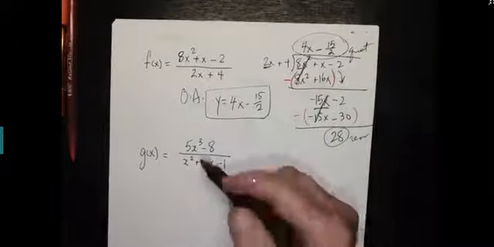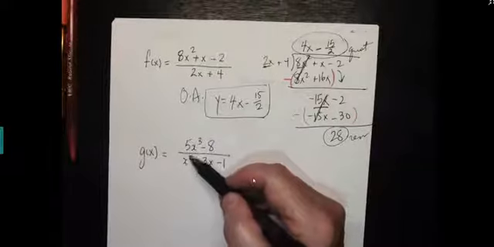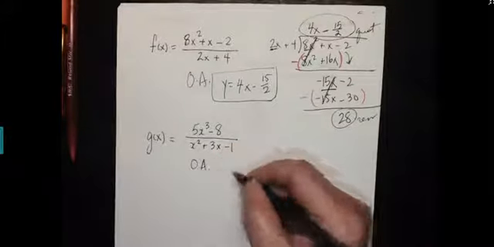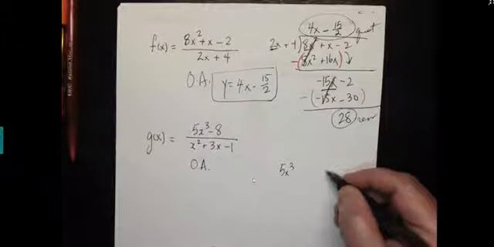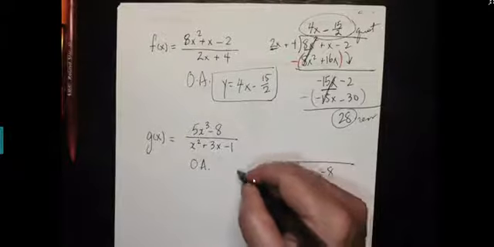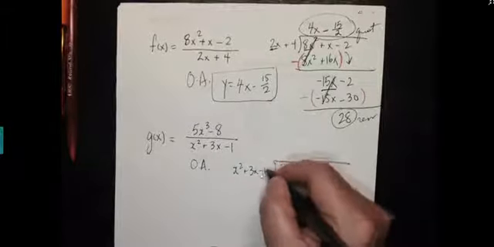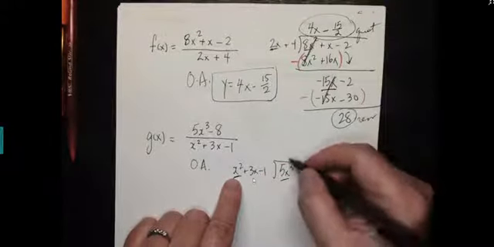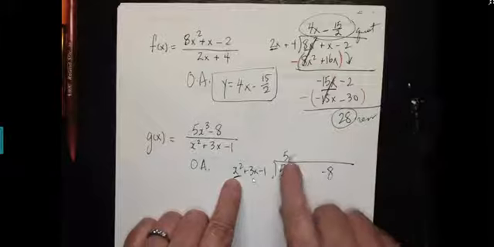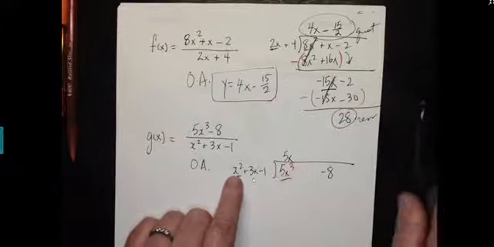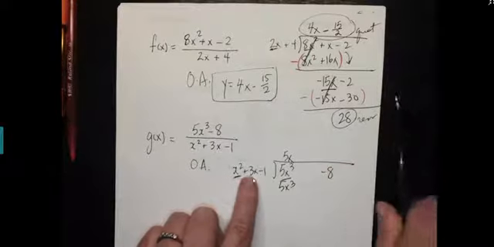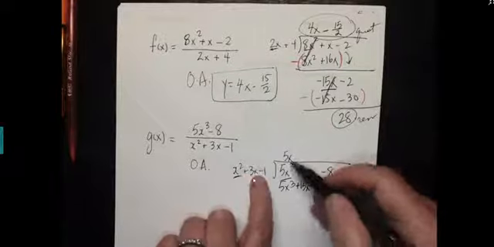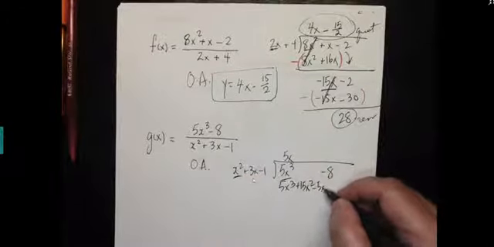What about this one? The degree of the numerator is 3. The degree of the denominator is 2. So there will be an oblique asymptote. And we have to do polynomial division. What do I need to multiply x squared by to get 5x cubed? I need to multiply it by 5x. So now I multiply this by everything. 5x times x squared is 5x cubed. 5x times 3x is 15x squared. And 5x times -1 is minus 5x.